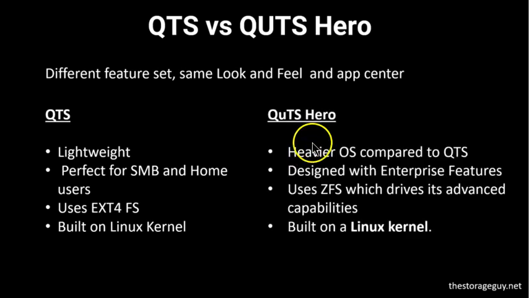Hero, on the other hand, is a much heavier OS compared to QTS. It needs a capable machine, and it performs better when you have more RAM. This has many enterprise features that we'll look at shortly. All those enterprise features are thanks to the fact that it uses ZFS, which has many advanced capabilities. This is built on Linux kernel as well.